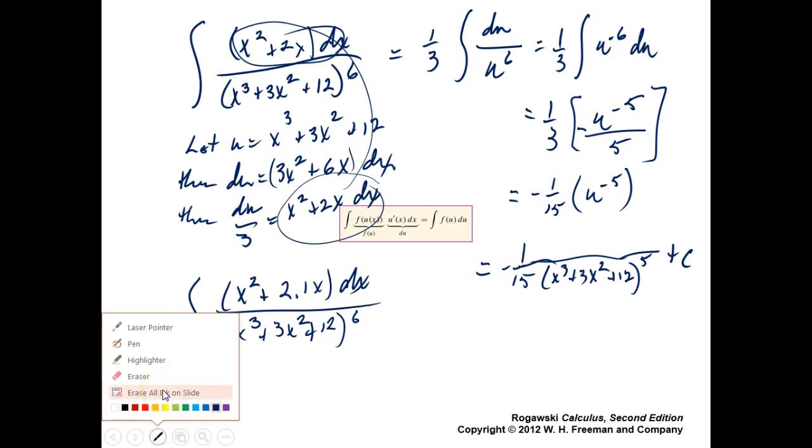Any questions before I delete that? Okay. Example 4. Let's do this one. This is just for one. He loves doing trig ones. Okay? The integral of sine of 7 theta plus 5 d theta.